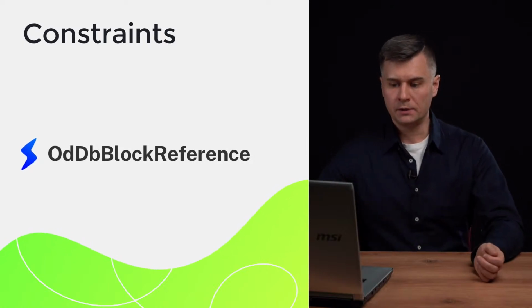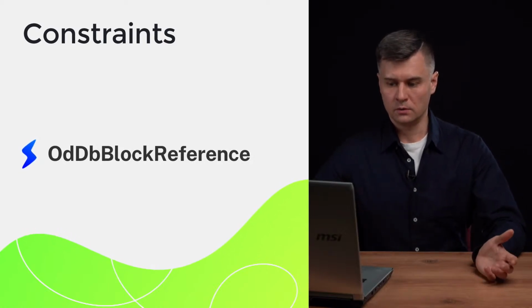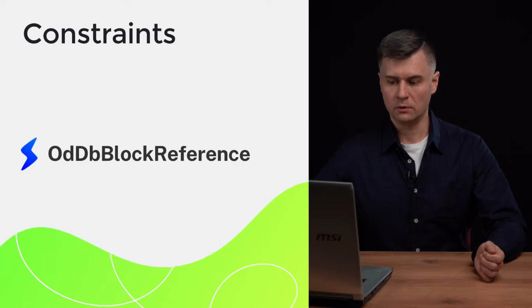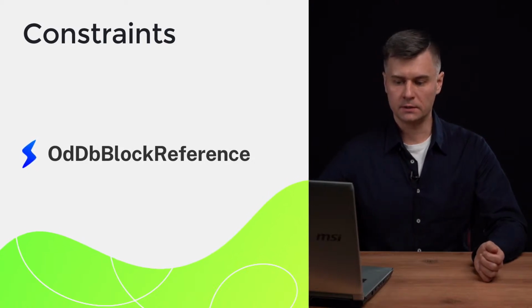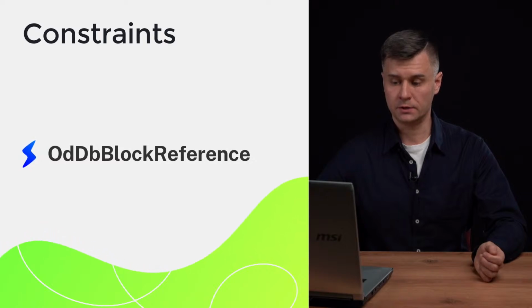Constraints can be applied to an entity in a block or using the ODB block reference class. In this case, all nested entities are placed in a rigid set and constraints are applied to this rigid set.